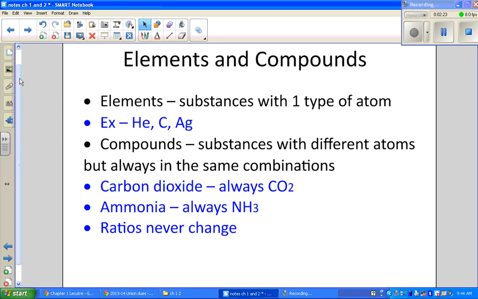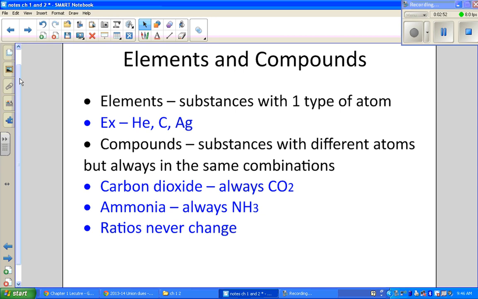Elements and compounds, what's the difference? Elements are substances with one type of atom. So do you recognize these elements? He, helium, C, carbon, Ag, that's a tough one, silver. So those are one type of atoms. You can tell by the simple formula. Compounds, on the other hand, are substances with different atoms, but always in the same combinations.